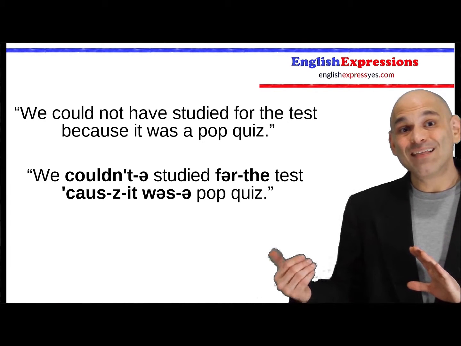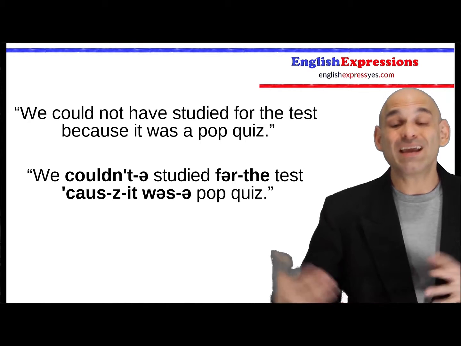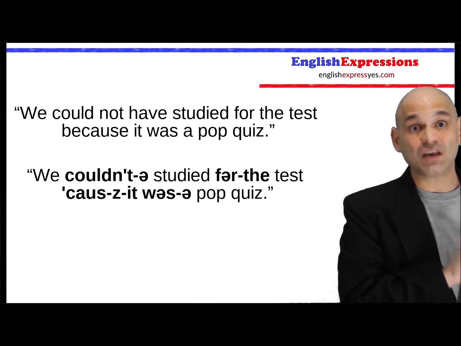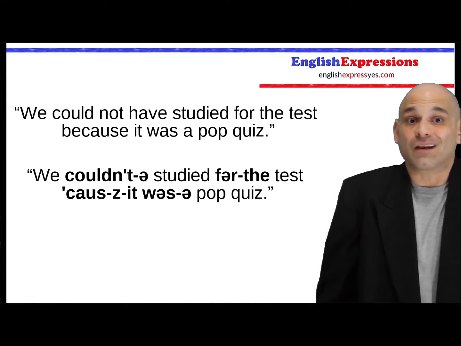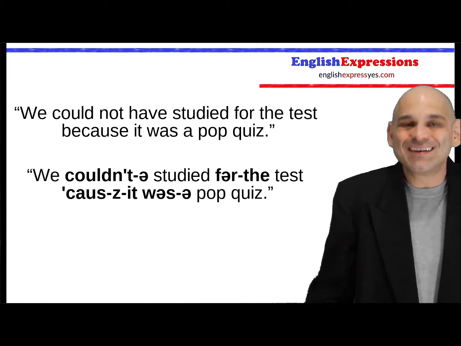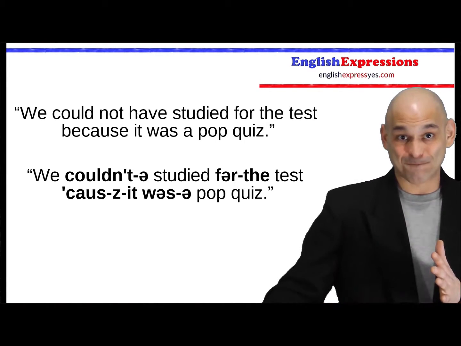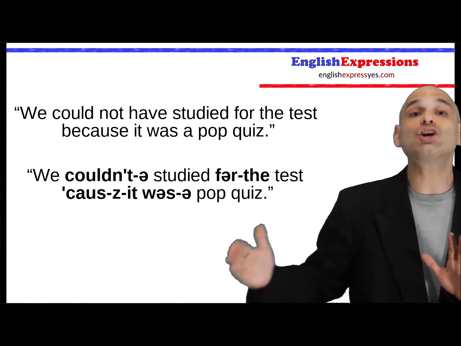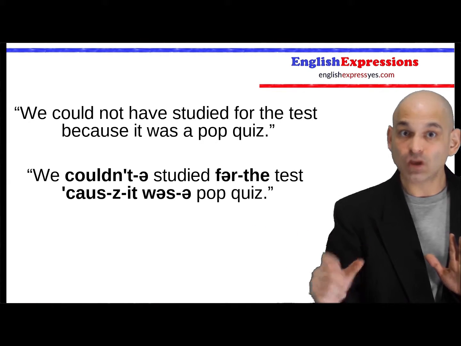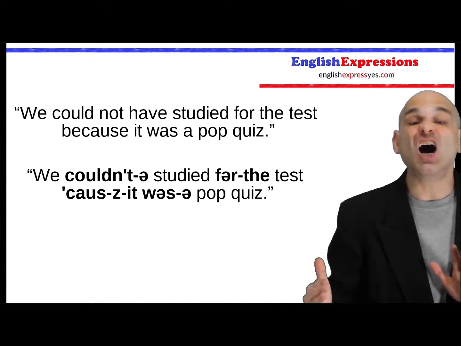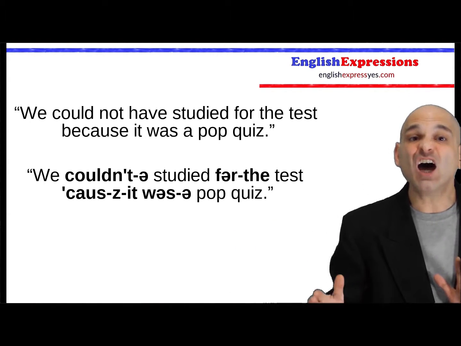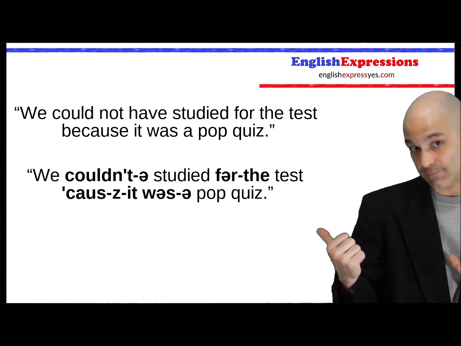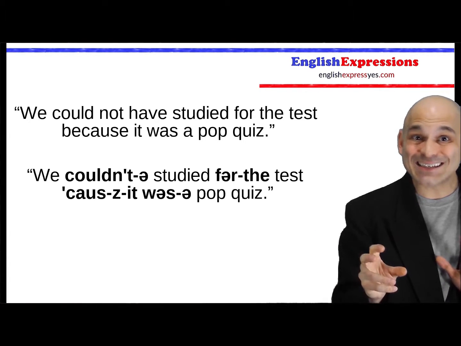Okay, notice how the second one, the native English speaker way, is faster. We could not have studied harder for the test because it was a pop quiz. We couldn't have studied harder for the test because it was a pop quiz. Okay, so linking makes it faster, and schwa makes it faster. Here, we use the contraction couldn't, and we just use schwa. We couldn't have studied harder for the test.